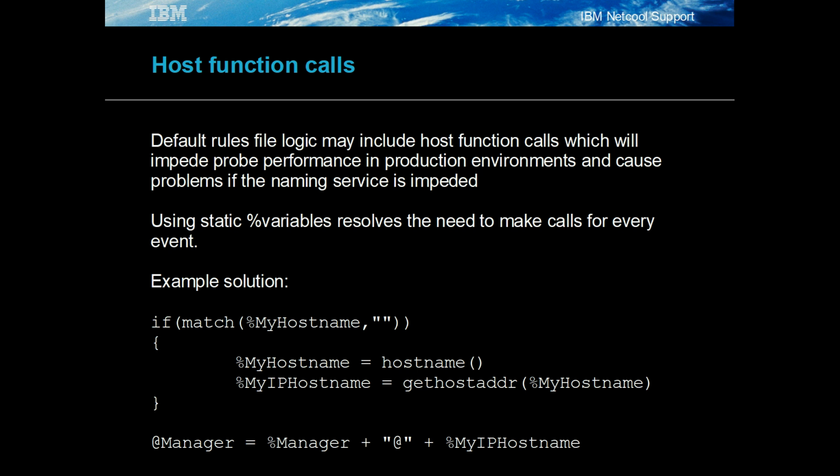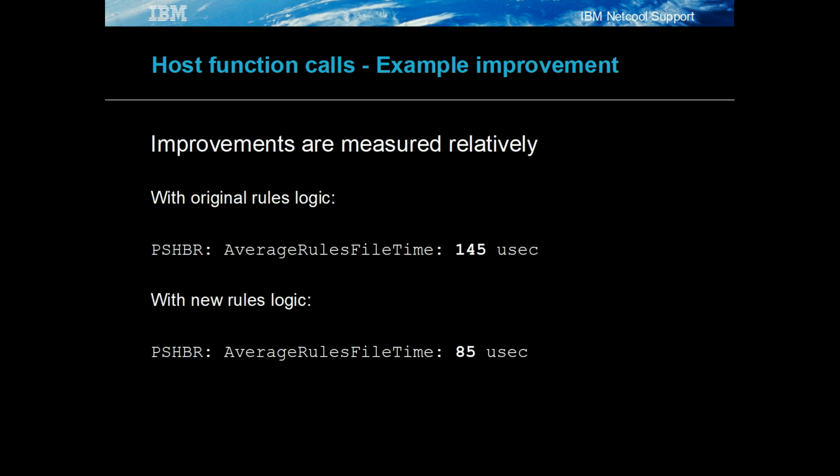Host function calls are the most common external function used in rules files. These calls can impact the probe's performance significantly, especially if they are repeatedly used. It is best practice to store the local probe server's details in static variables, as shown here. In this example, the performance improvement from using host calls and using static % variables was significant, with the timings reduced by at least 1/3.